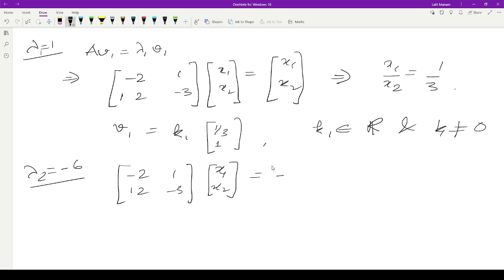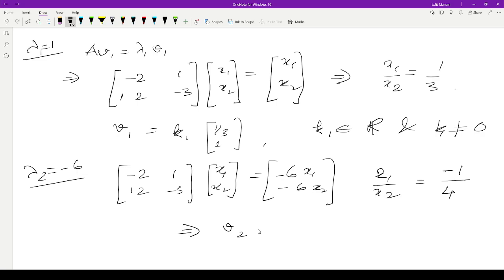But here it will be like this: minus 6 times x1 minus 6 times x2. So this is again coming from the Ax equals lambda x equation. From here you get something like this: x1 by x2 equals minus 1 by 4. So this leads us to the other eigenvector as k2 times minus 1 by 4.